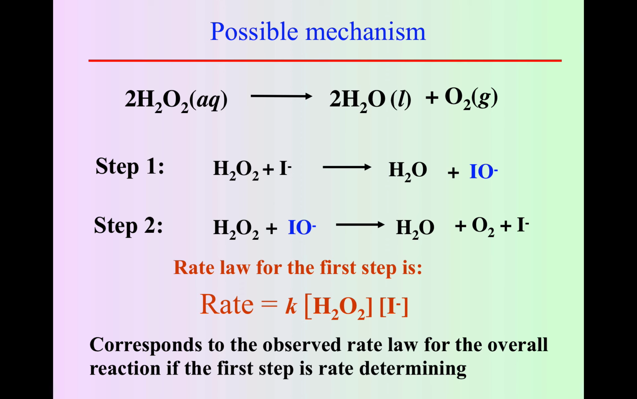So when I add these together, they cancel. Iodide went into the reaction the same way it came out. So it went in as a reactant and came out as a product. So again, when you add these expressions together, iodide cancels. So I'm left with two hydrogen peroxides forming two waters and oxygen when I add the steps together.